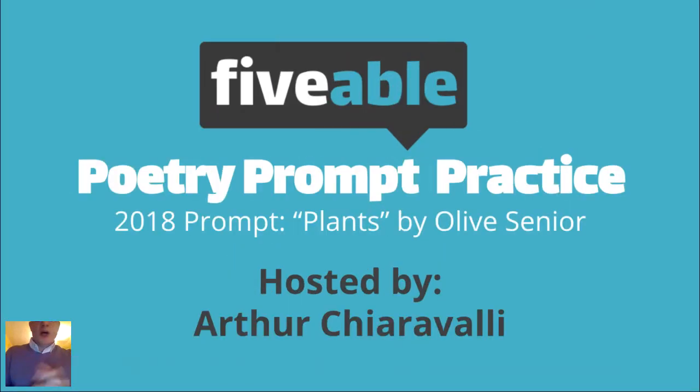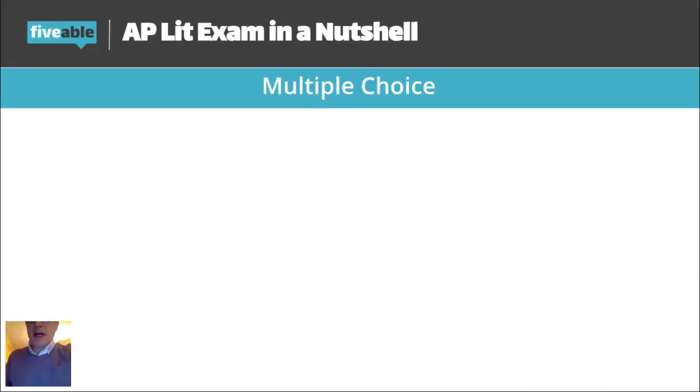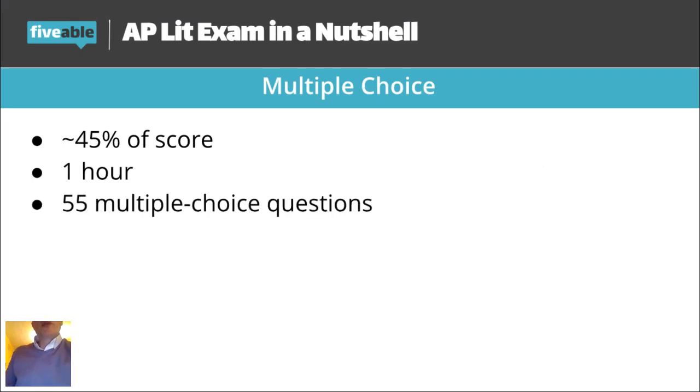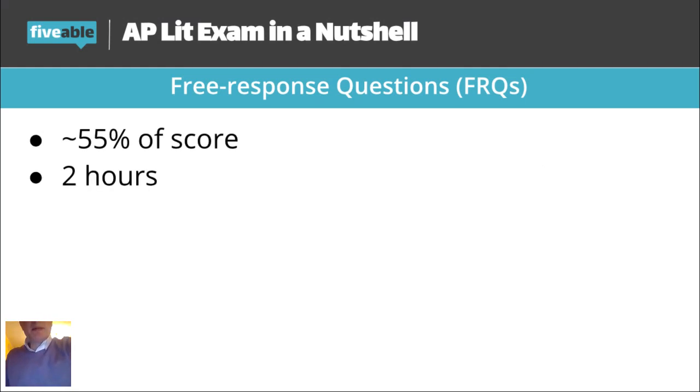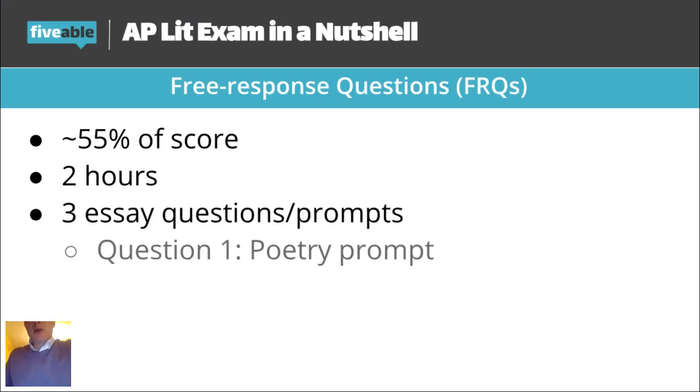Okay, so we're going to do the 2018 prompt, Plants by Olive Senior. And I just wanted to remind you about the AP Lit exam. Multiple choice is important. It is roughly 45% of your score, depending on how people do any given year. It is an hour long, 55 questions, one half prose, one half poetry, one half older, one half modern. And then we move into the free response questions, and that is approximately 55% of your score. 2 hours, 3 essay questions or prompts.